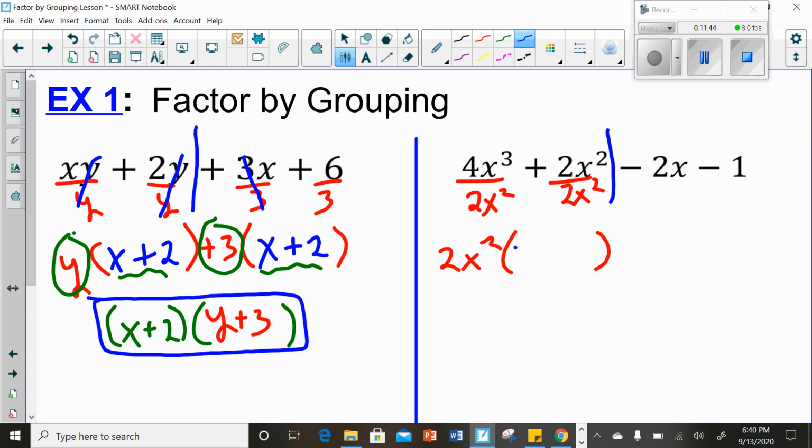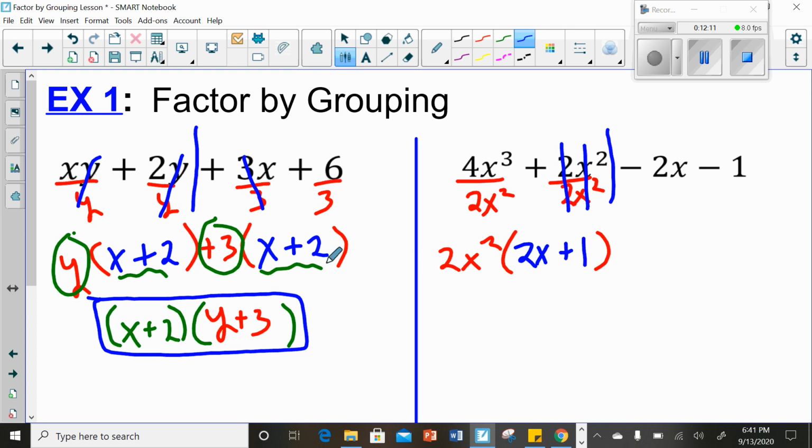So 4 divided by 2 is 2. 3x's minus 2x's gives us 1x. The 2's cancel and the x squares cancel. So remember, when everything cancels, it's not nothing. You don't just leave 2x. Anything divided by itself is 1, right? Because 2 divided by 2 would have been 1. So 2x squared divided by 2x squared is 1. So you have to put a plus 1 here.